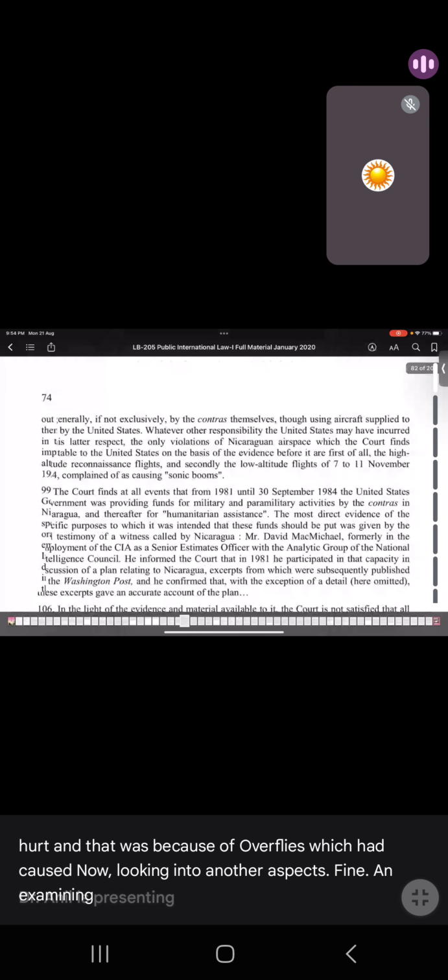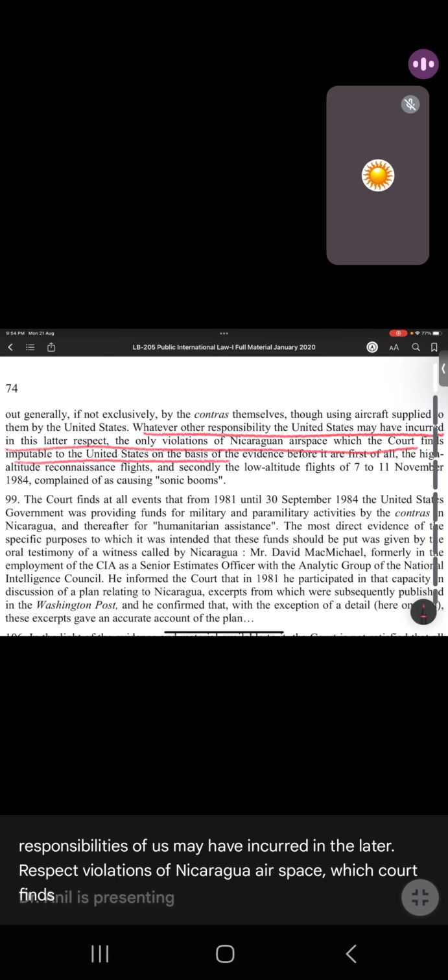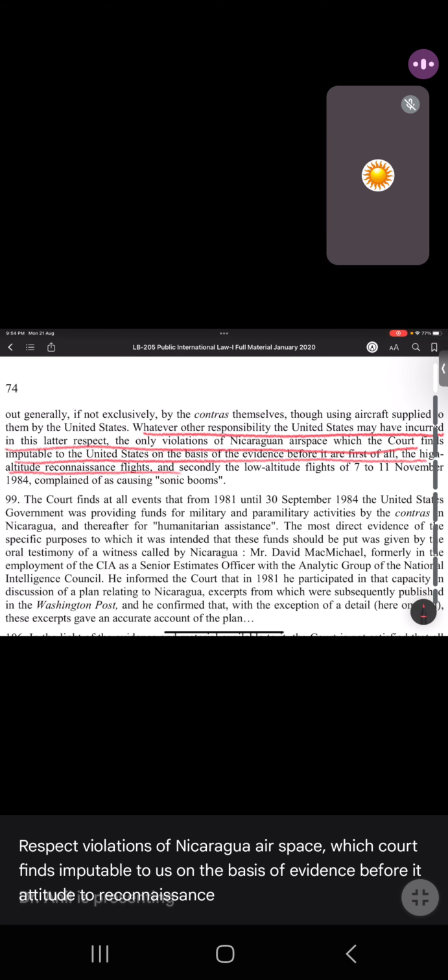Now looking into another aspect, and examining it, it was the responsibility, whatever other responsibilities of the US may have been incurred in the latter respect: violations of Nicaraguan airspace, which the court finds imputable to the US on the basis of evidence before it, attributable to reconnaissance flights, and secondly low altitude flights from 7 to 11 November 1984, which were complained of as causing sonic booms. These things clearly came up, and these were the matters which the court was examining.